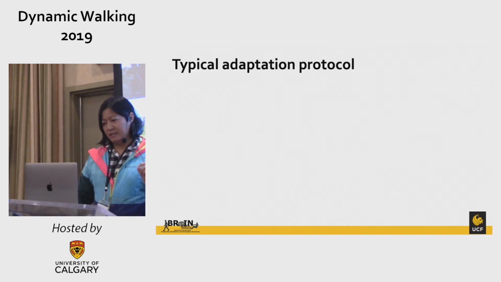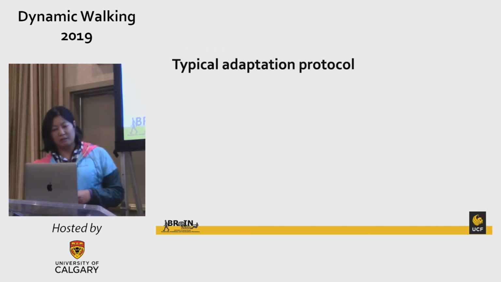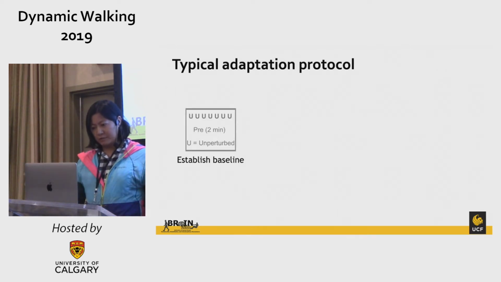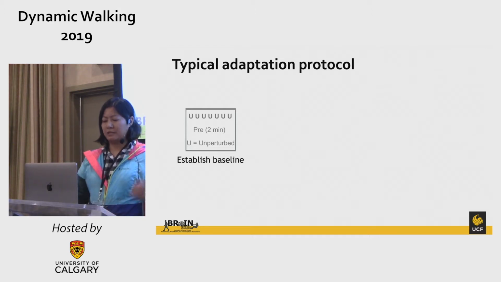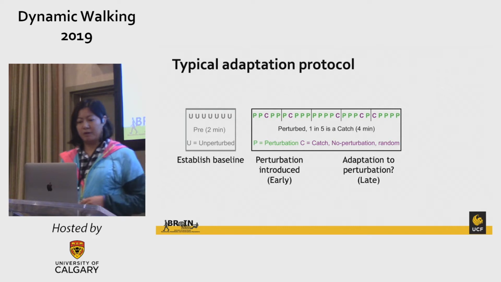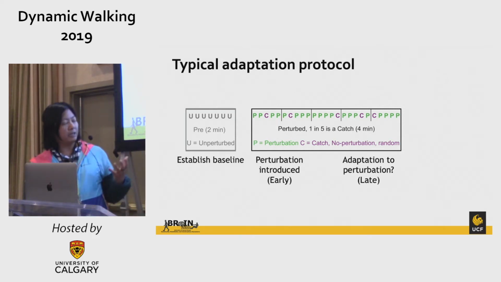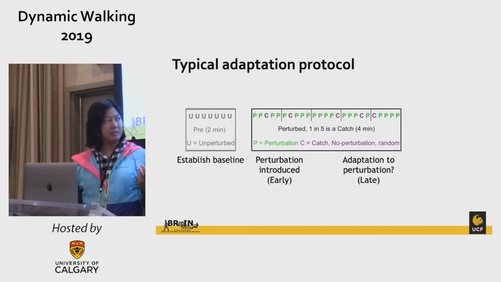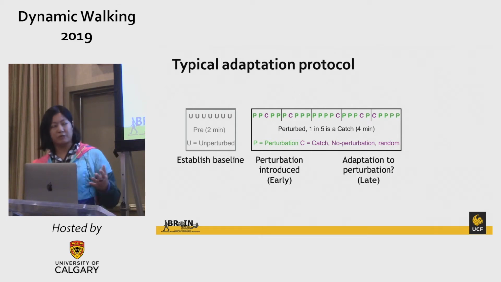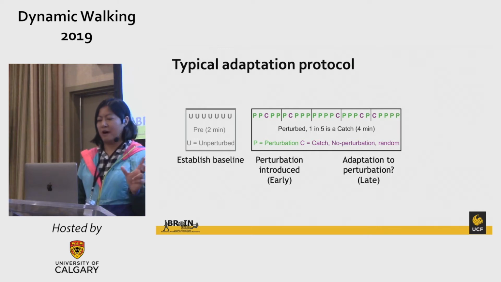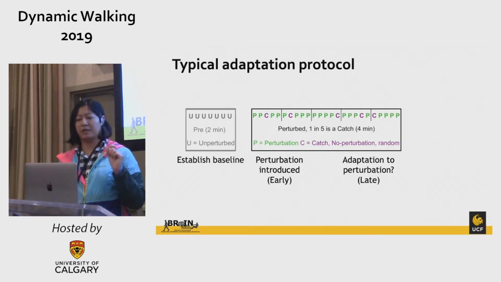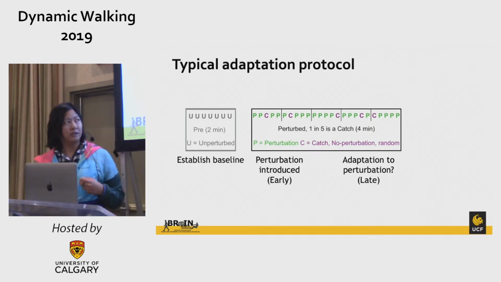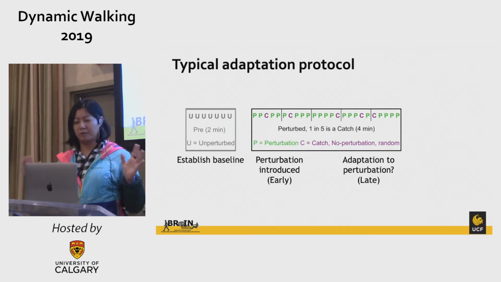So we're interested in adaptation, and I use a typical adaptation protocol. So first of all, we have a baseline. So we have these unperturbed steps or strides. And then we have our adaptation period. And here, this is kind of similar to some upper limb reaching adaptation protocols where in every group of 5, one of those is not perturbed. So P is perturbed in green and C is a catch trial. And in the catch trial, we just don't apply perturbation.